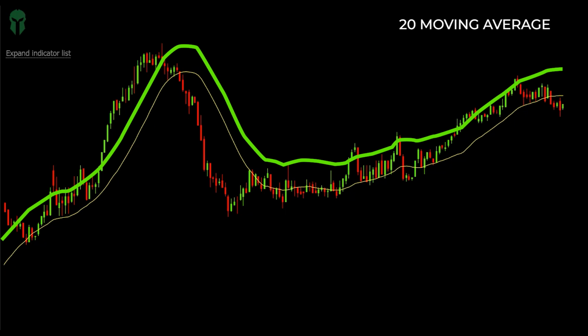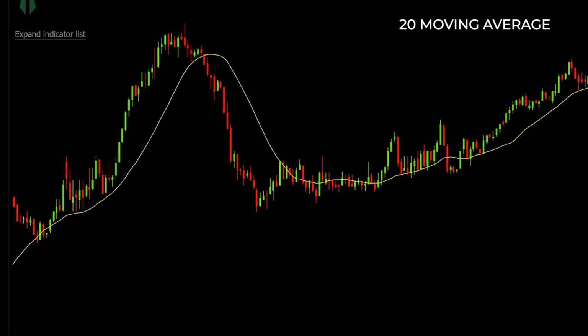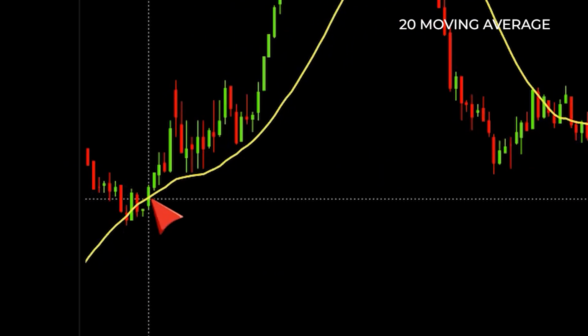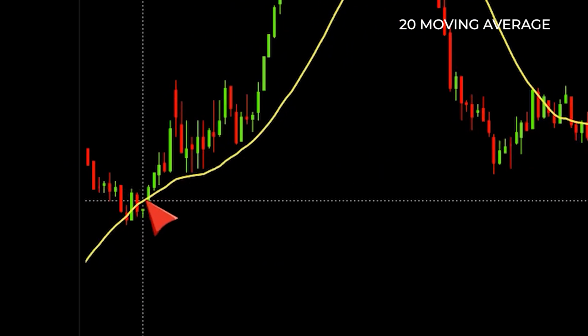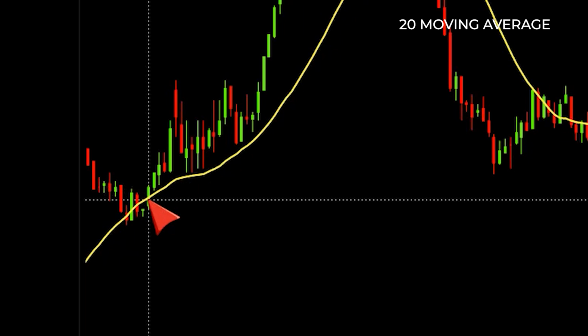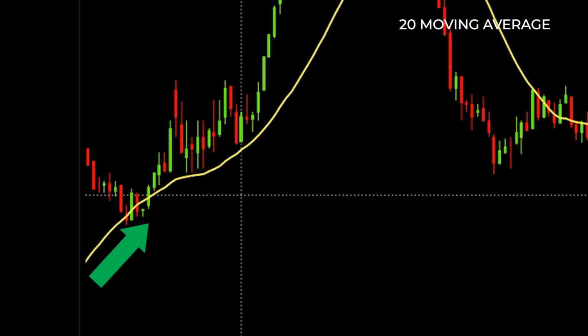And we want it to be above the moving average with the moving average pointing up, and that would give us another point. So in this case, if we were to enter, say, here, we would be above the moving average, and the moving average is pointing up. Therefore, our system would give us 2 points.